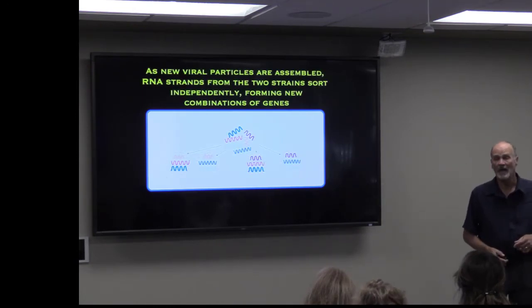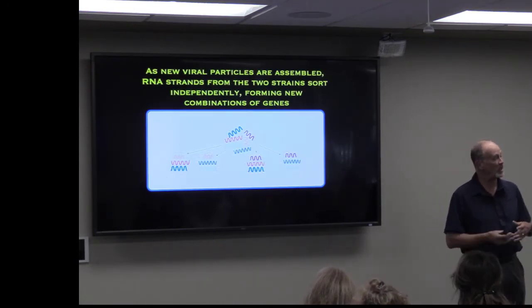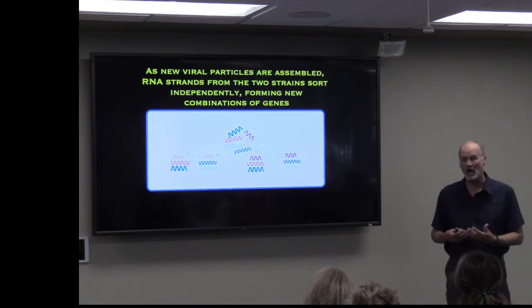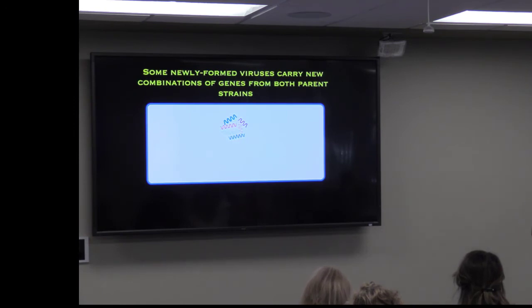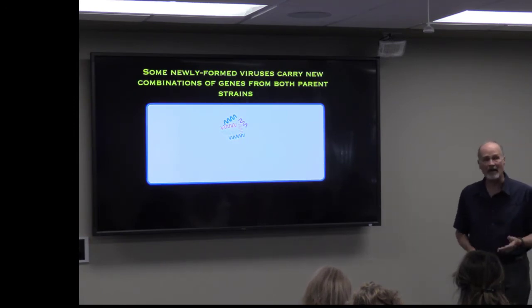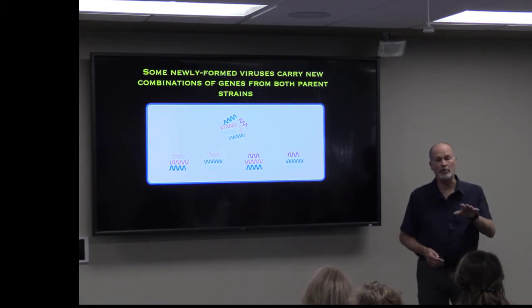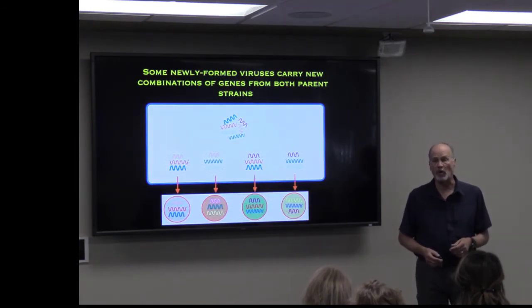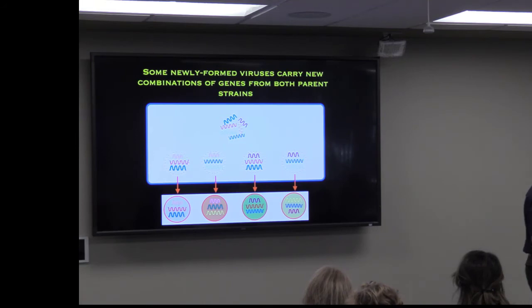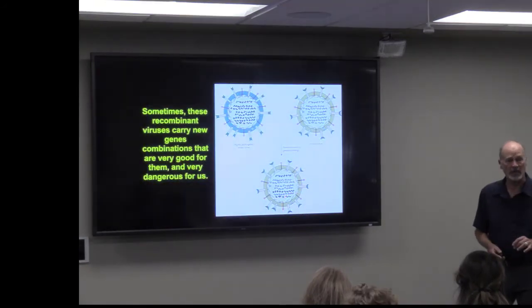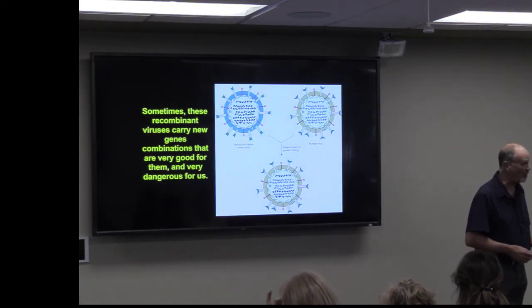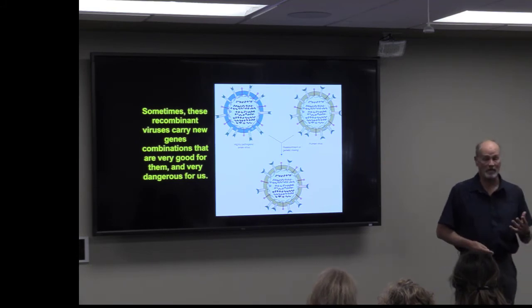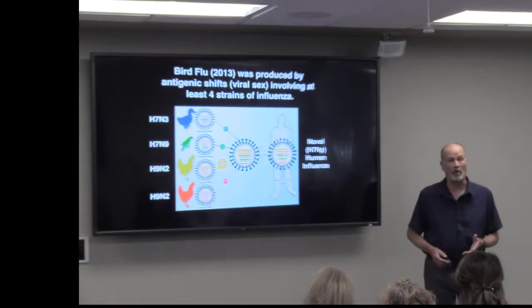And it turns out that a whole variety of new virions can pop out of the cell with new combinations of genes that basically now present a threat to the immune system of the host organism. So many of these viruses carry new combinations from both parental strains. So therefore, infections of multiple strains in any animal can result in new forms of the flu virus emerging. And that's the problem. Because these new combinations are sometimes very good for the virus in infecting and inverting the immune system, but very, very bad for us.